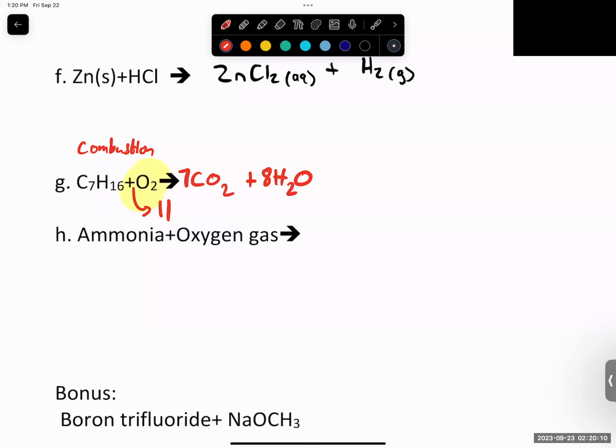What physical states are my carbon dioxide and my water in? Gas and liquid. Are you sure? I'm sure. Actually, they're both gases. Carbon dioxide obviously is a gas, and then you give off steam in a combustion reaction. Steam, as you know, is water and it's gaseous. So gas, another gas. All right, any questions about letter G?